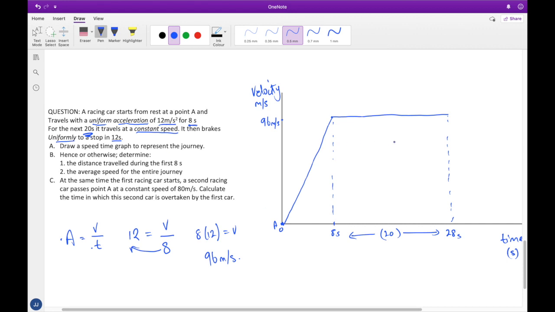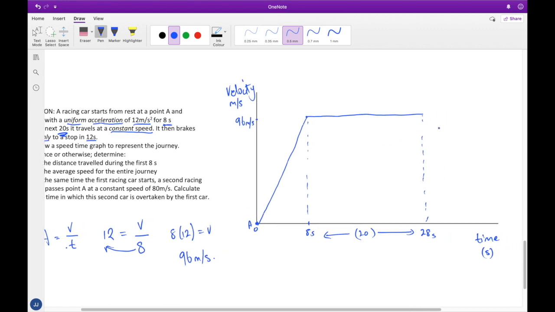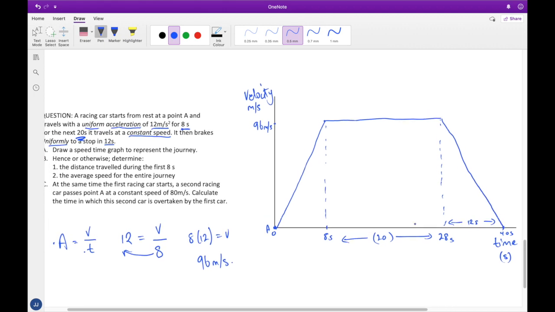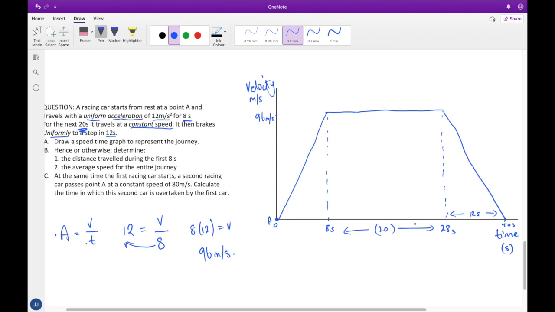And then he takes 12 seconds to decelerate. So a further 12 seconds now, 28 plus 12, that'll put us at the 40-second mark. And that is where he decelerates. And of course, this period in time here is 12 seconds. And this would represent a rough sketch of our speed time graph or velocity time graph.